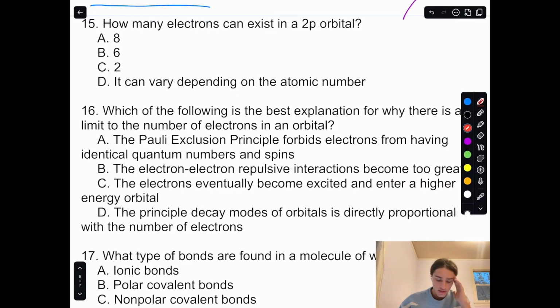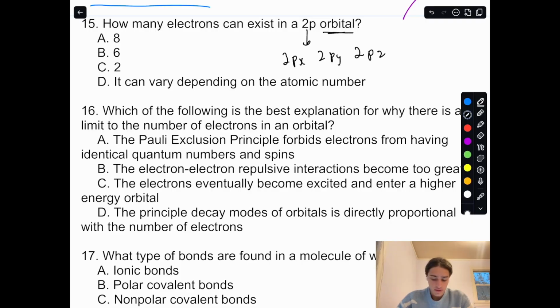15. How many electrons can exist in a 2p orbital? This one may be a little tricky and is really getting at the difference between a shell and an orbital. Remember that when we say 2p orbital, we're actually talking about three 2p orbitals: the 2px, 2py, and 2pz.